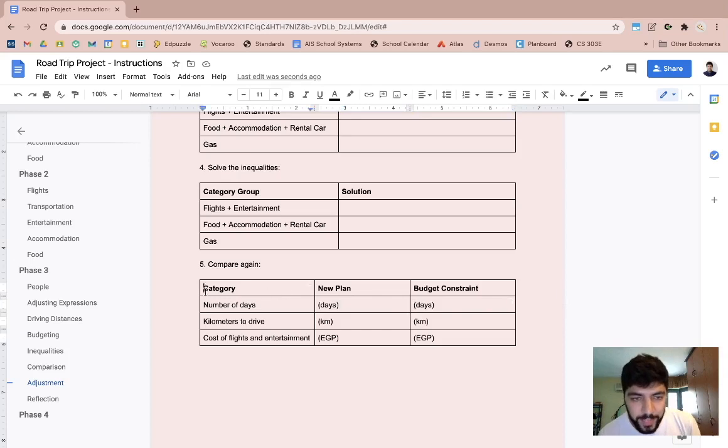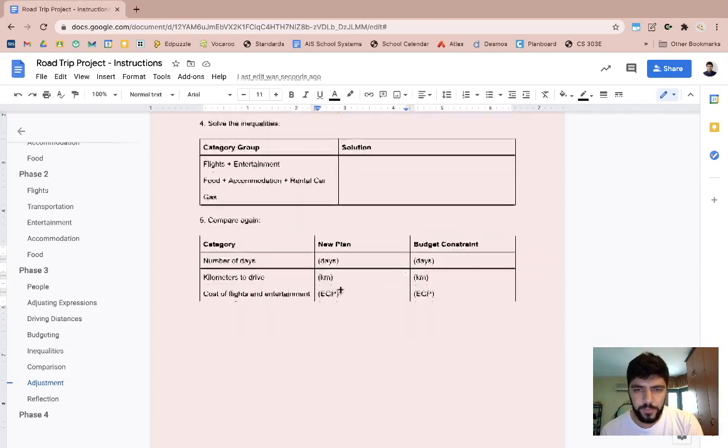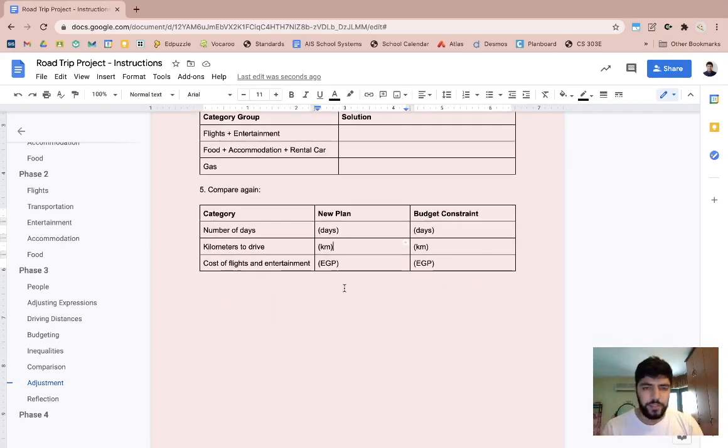So by the time you get to this table, the new plan has to fit your budget constraints, or else it can't work, right? And so you make the necessary changes such that it fits. Okay? And at this point, you're done. You're done with the planning. You're done with budgeting. You're done with everything because you made a plan and it fits your budget.